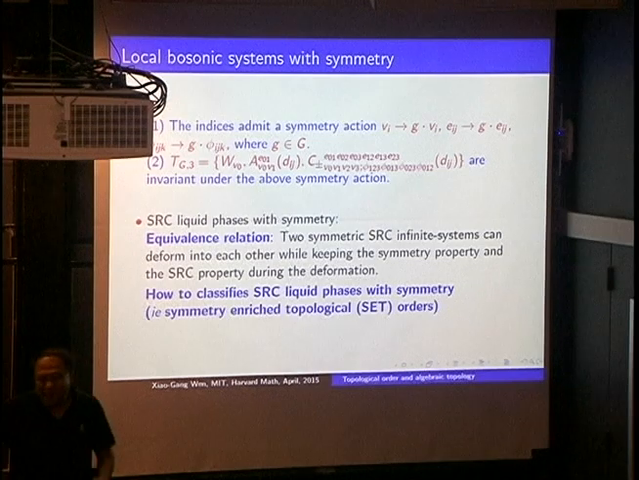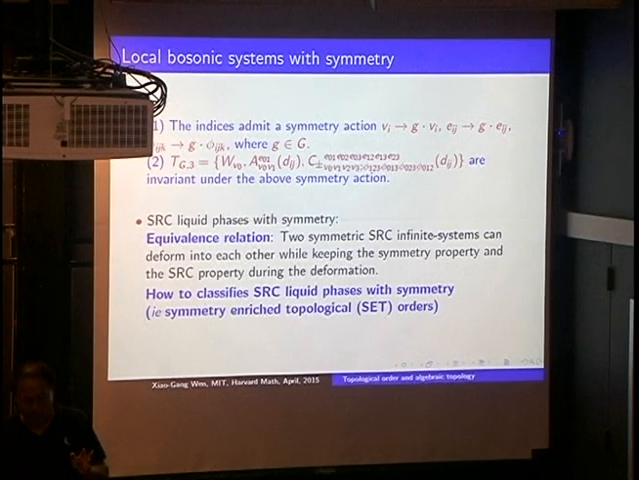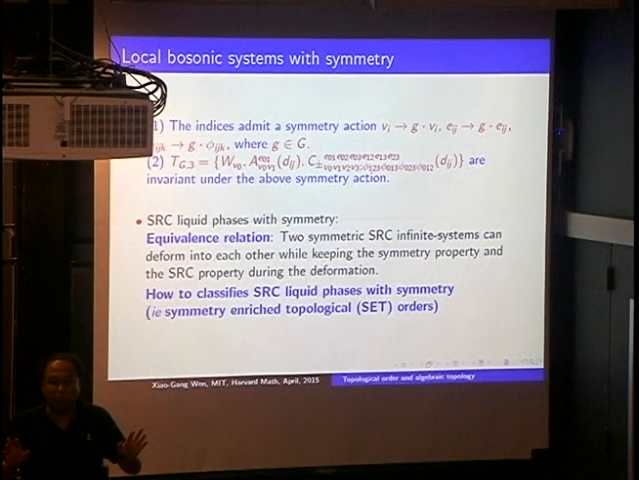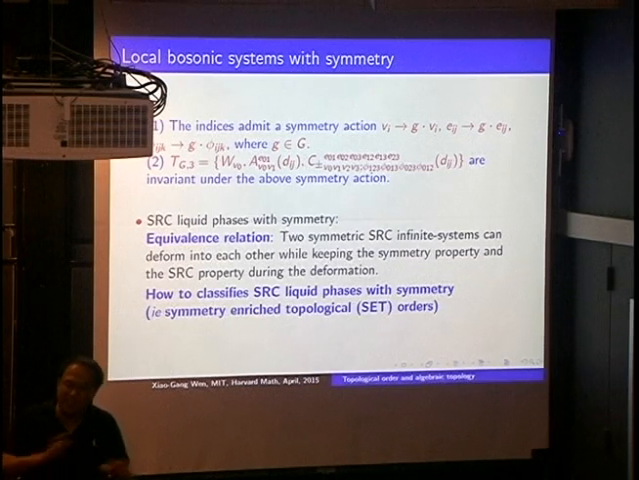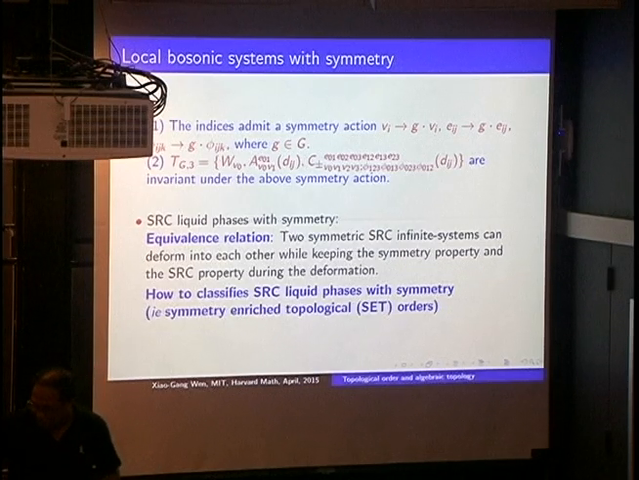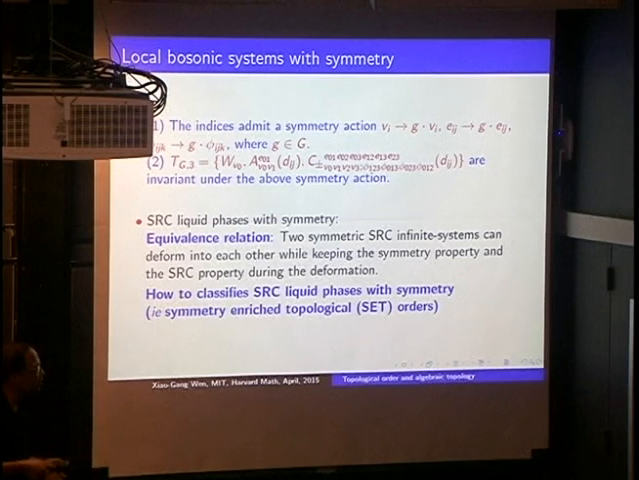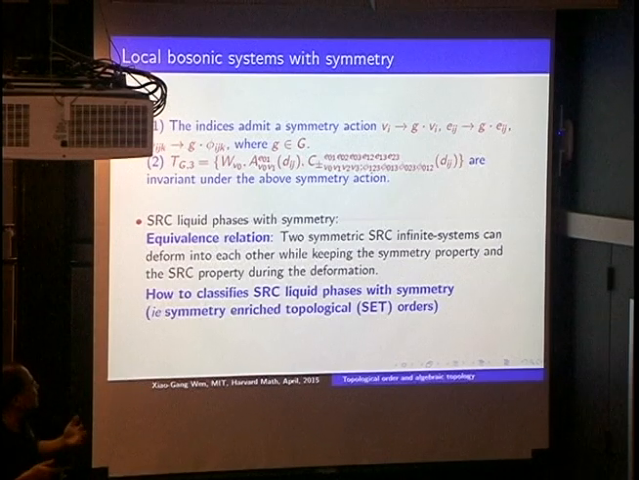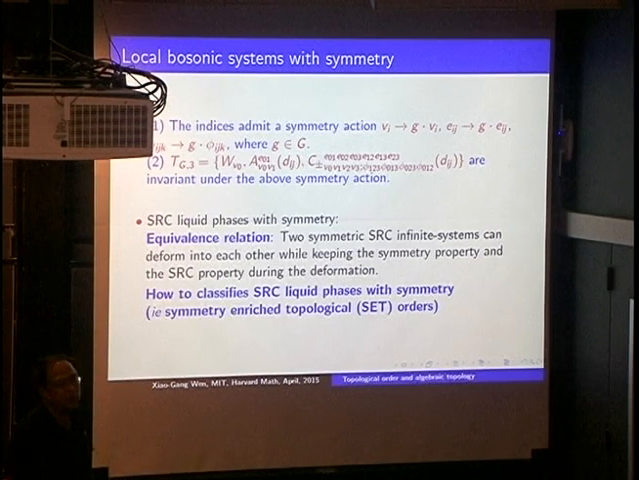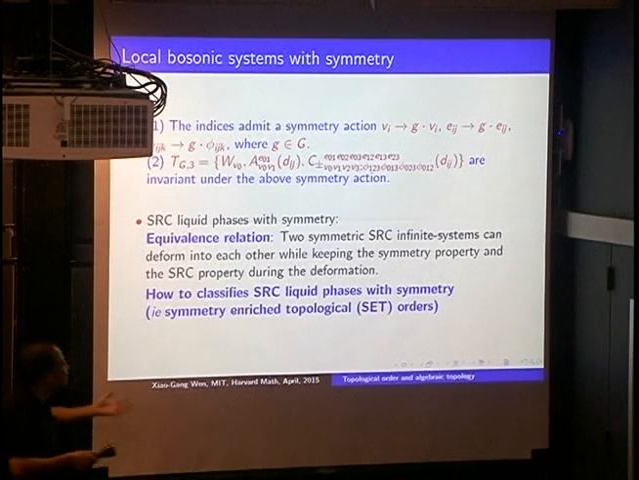Anyway, so this is a situation without symmetry. Actually, you can see we just studied physical systems. We didn't talk about symmetry. So without symmetry, we already have a very rich class of physical systems, like those described by Turaev-Viro, and actually more. There's some more topological order. However, in physics, we often study systems with symmetry. So what is the symmetry in this tensor language? It's very simple.